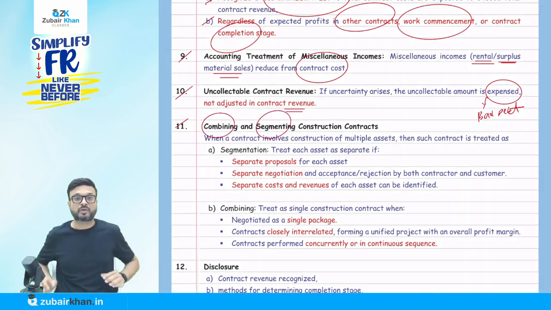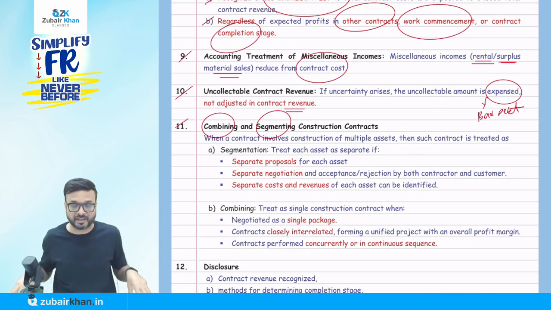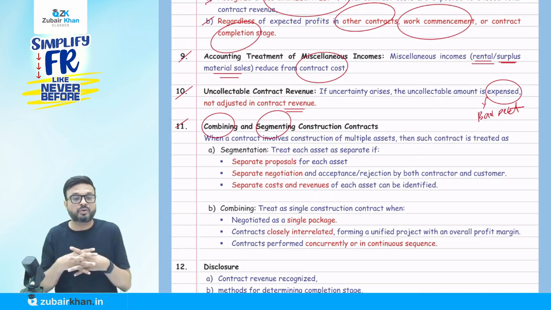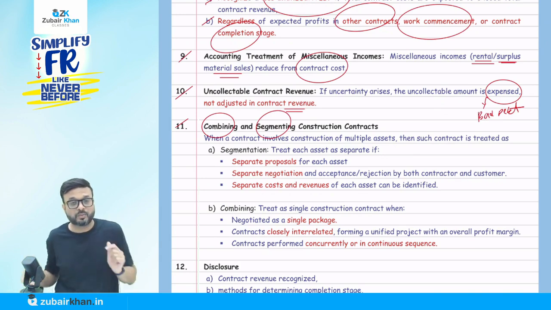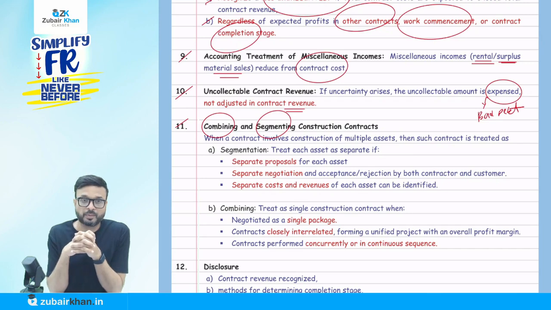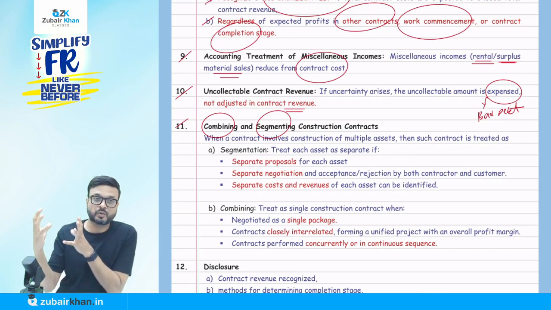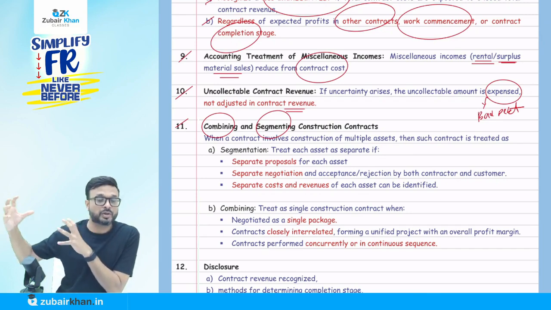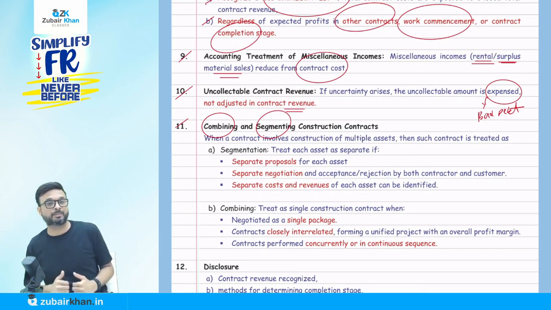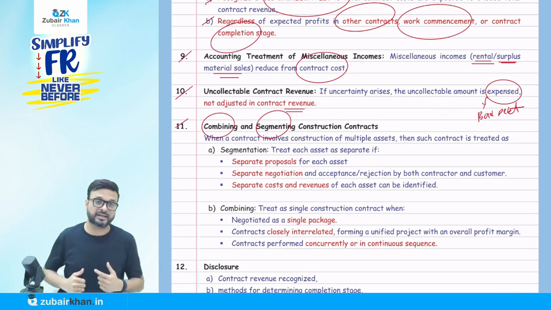When we talk about combining and segmenting, it means that whether I have to club different contracts or treat them separately depends on certain conditions. But why is it important to decide, if I'm doing 4 types of work, whether these 4 types of work are part of one contract only, or are 4 different contracts?